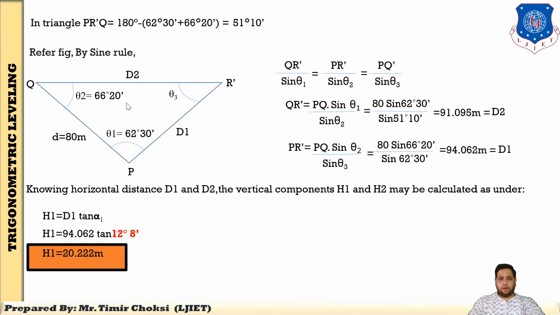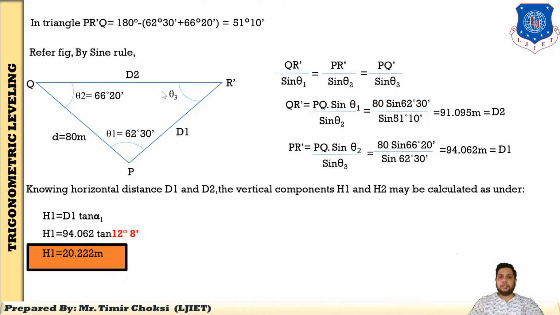Now, first we have to find the unknown theta 3. You know how to find it: 180 minus (62 degree 30 minute plus 66 degree 20 minute). So we get the answer of theta 3.